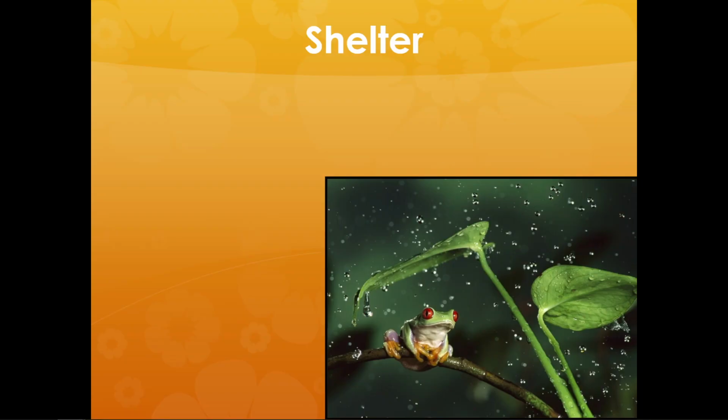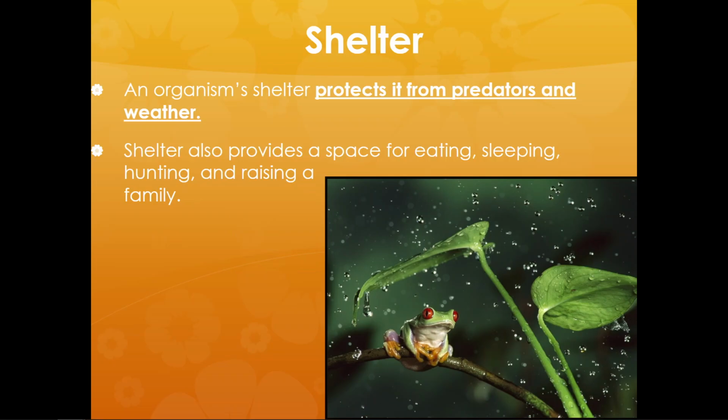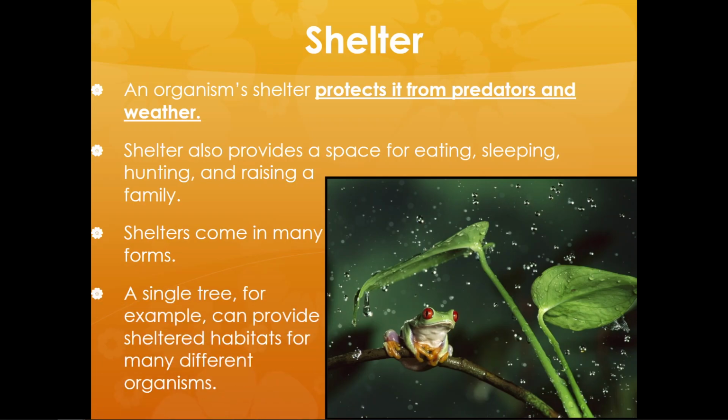All right, now let's look at the last item, which would be that of shelter. An organism's shelter protects it from predators and weather. Shelter also provides space for eating, sleeping, hunting, and raising young. Shelters come in a variety of forms. A single tree, for example, can provide sheltered habitats for many different organisms, from an eagle's nest at the very top to a caterpillar being sheltered from the rain by a leaf, or like the frog you see here in the picture.